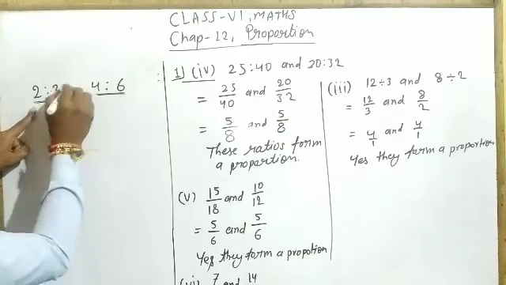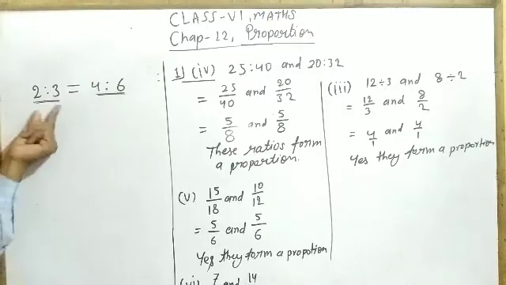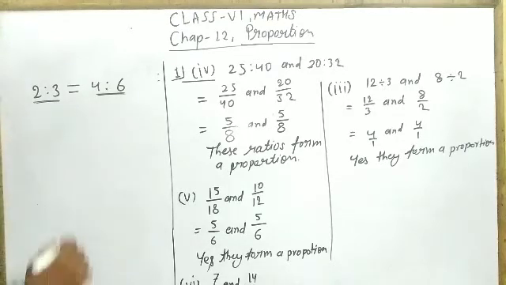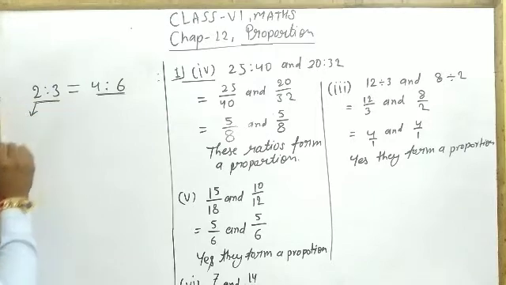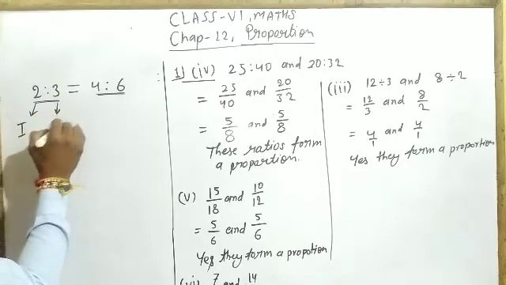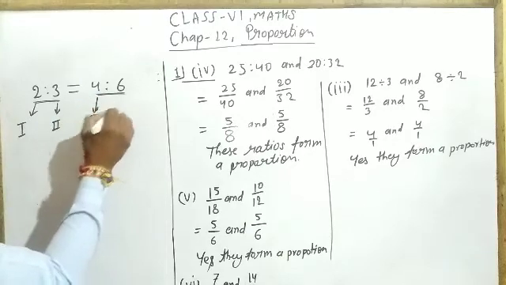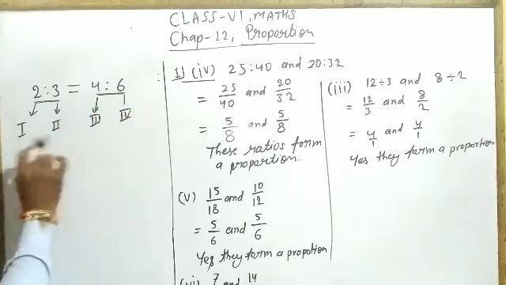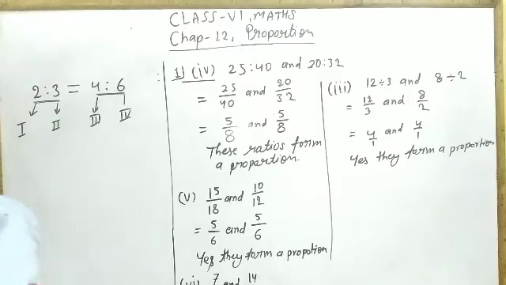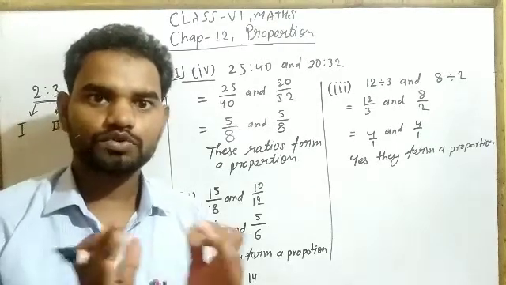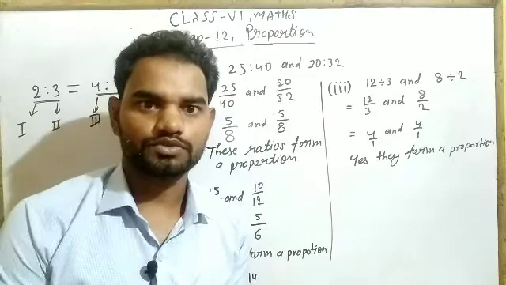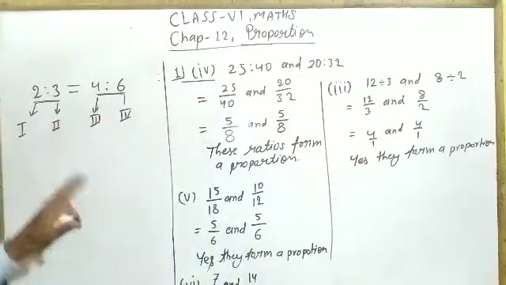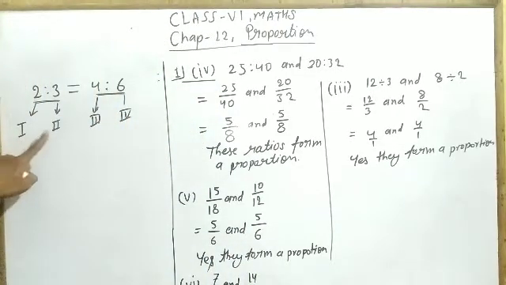It can be equal also. It means both the ratios are equal. The first term of this proportion is called the first term, this is the second term, this is the third term, and this is the fourth term. So there are 4 terms in the proportion. Each ratio has two terms, so in the proportion there are 4 terms: first term, second term, third term, and fourth term.